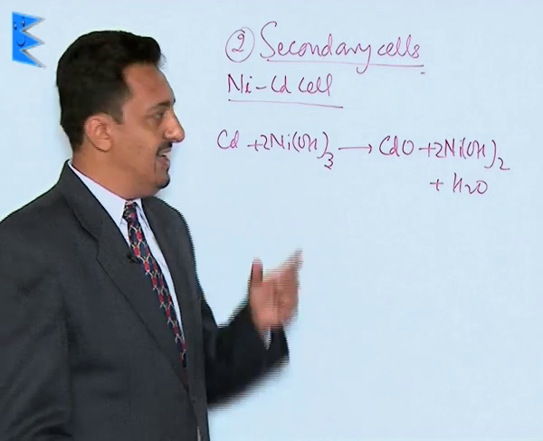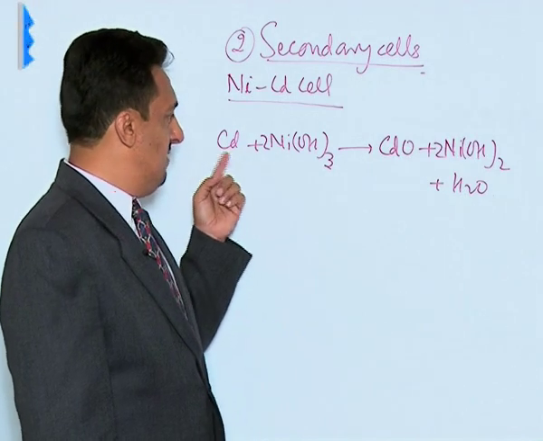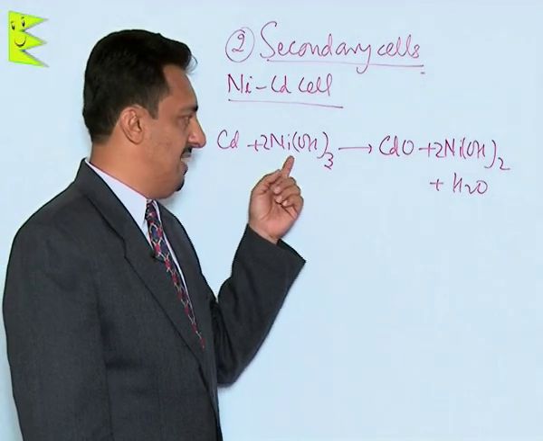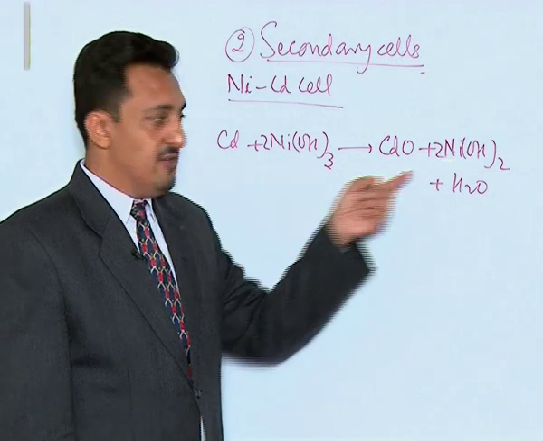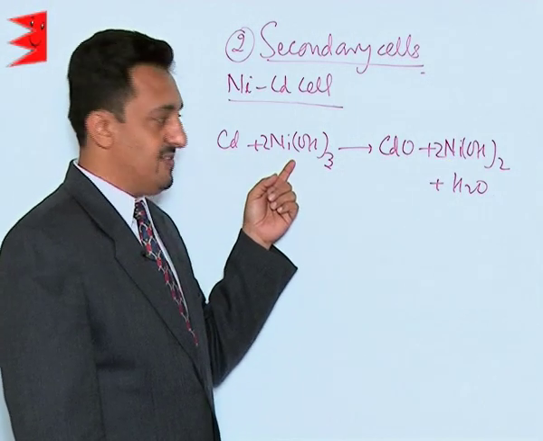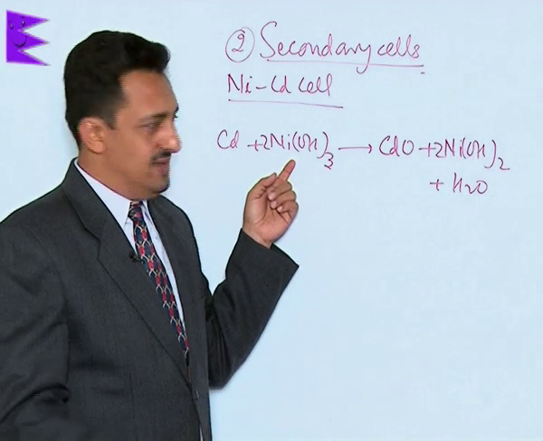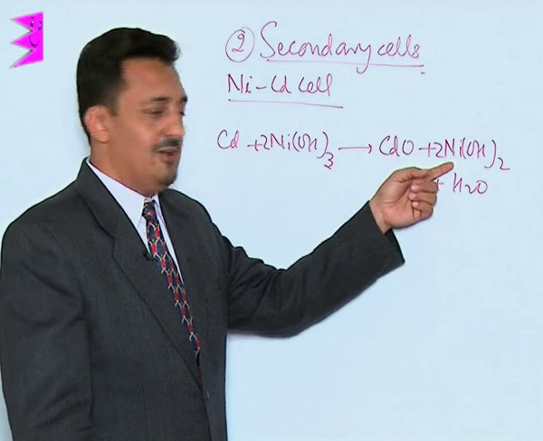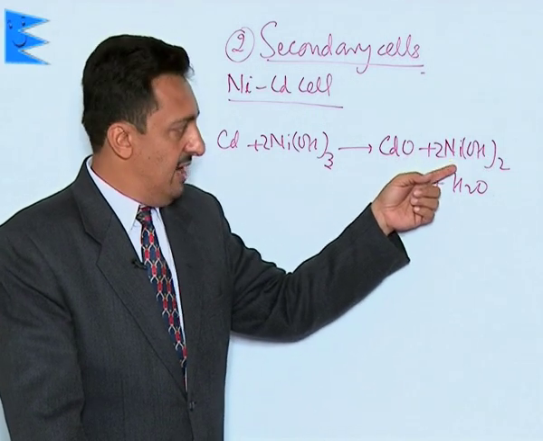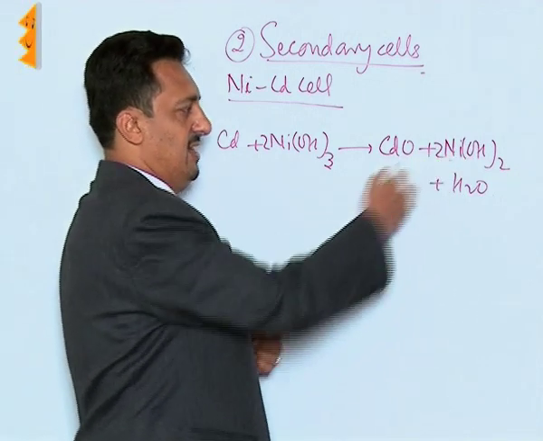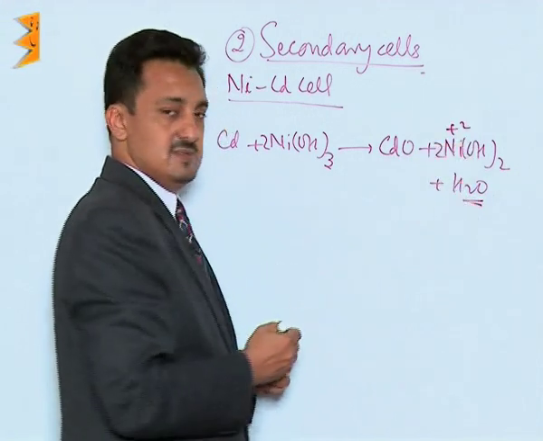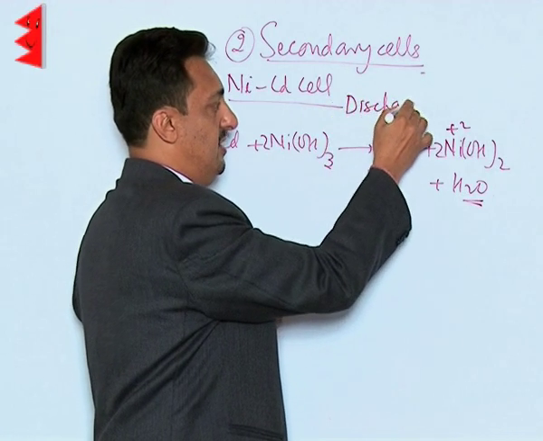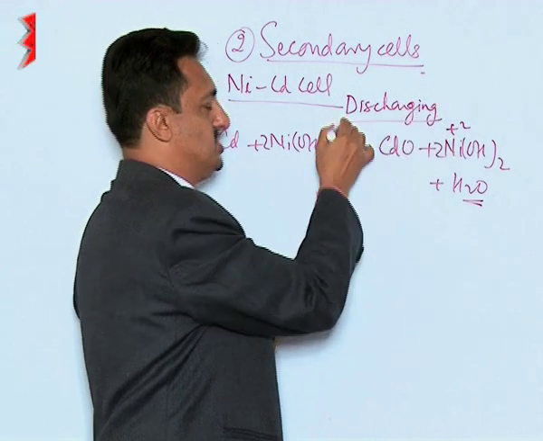In this we have the anode of cadmium, which gets oxidized to cadmium oxide, and the cathode of nickel hydroxide, which gets reduced from the +3 state to the +2 state. So the reaction is cadmium reacts with nickel hydroxide, the electrolyte being OH minus ions, and it changes to cadmium oxide, which is the oxidized product, and the nickel hydroxide gets reduced to nickel hydroxide in the +2 state, and water is formed. This is the reaction which takes place when we are using the cell, which we call discharging.